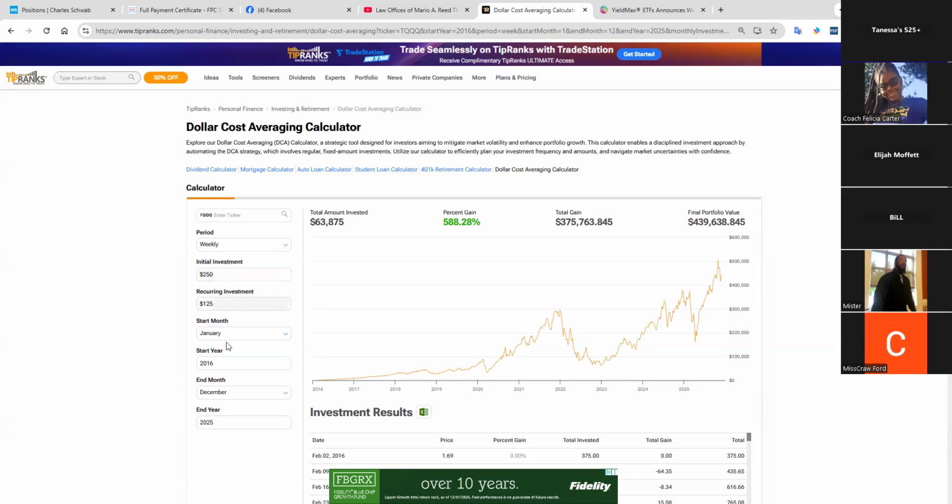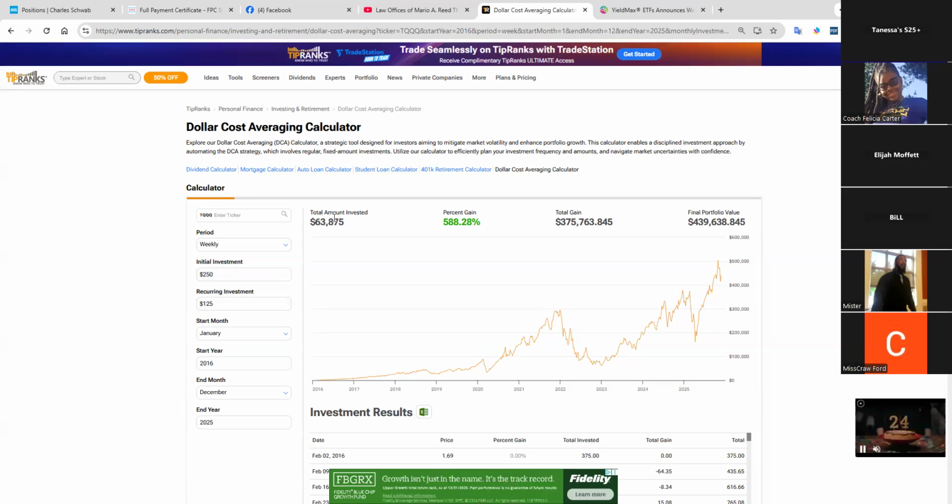If we do that for 10 years, we contribute $63,875. But had we started back in 2016, we'd have $439,000. So you're goddamn right that doing 250 is a great place to start.